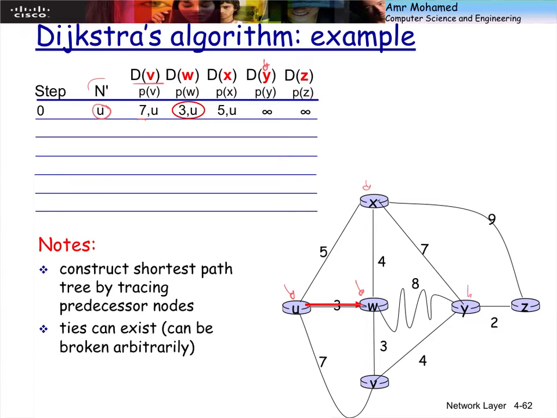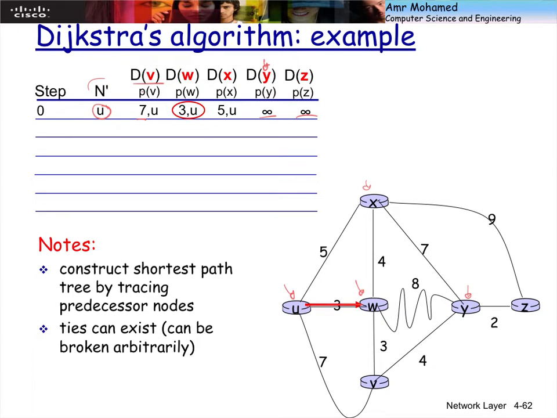If I need to go to y, y is not an adjacent node. So I don't know yet. Because all I have in n dash is just u. And to reach y from u is not possible. Right? To reach y from u is not possible. So I set it to infinity. Similarly to z. Okay? So the key thing here is that what you need to do is to select the minimum distance and add this node to n dash.